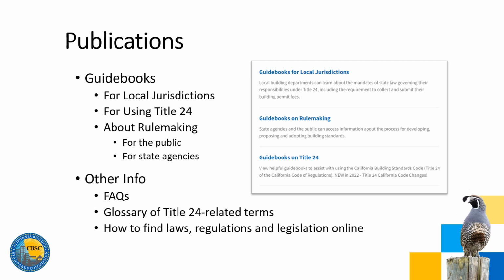And finally, there's information about rulemaking for both state agencies and members of the public interested in participating in the code adoption process. Additionally, a new publication was developed for the 2022 edition of Title 24. The Summary of California Code Changes was created in response to questions from the public in previous code cycles, and we hope you find it useful. We are happy to provide our videos, guides, and publications for free for you to view, download, print, share, and use.